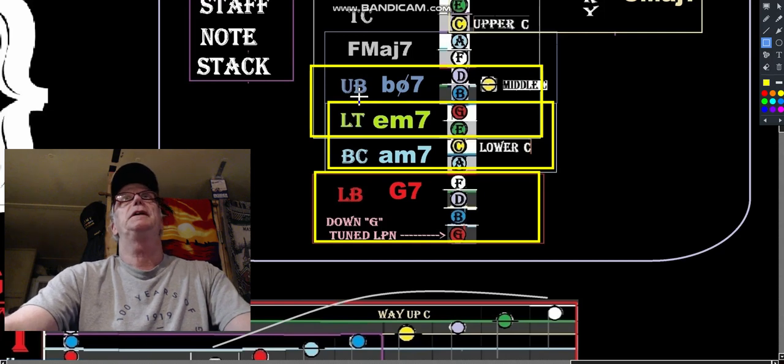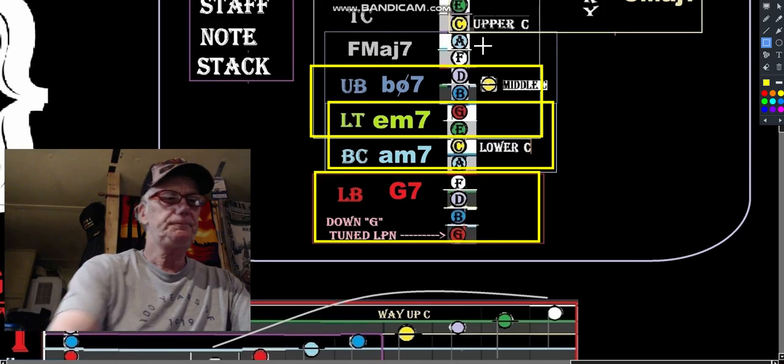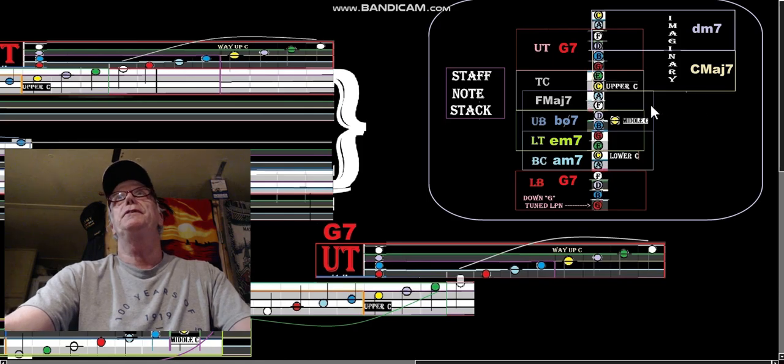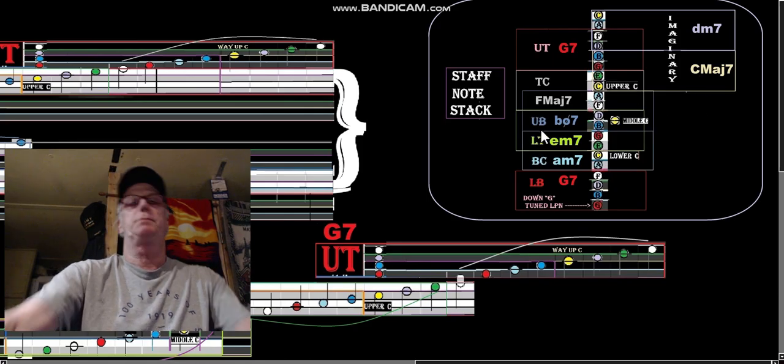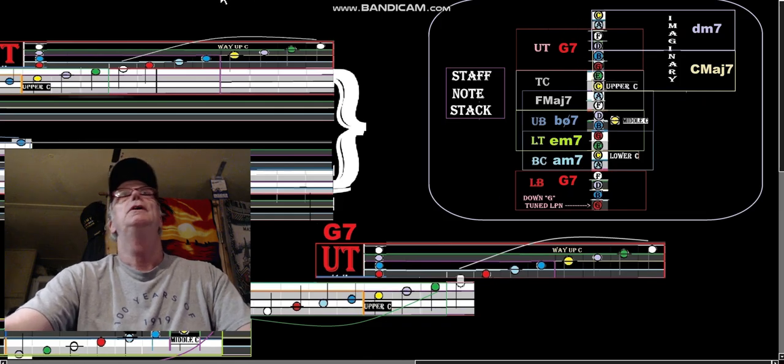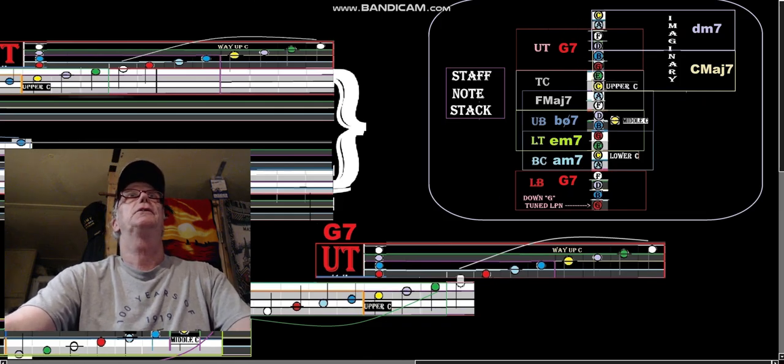lower treble and the upper bass, so it becomes a little confusing there. Okay, so in this particular diagram, I improved this diagram by the way, I broke this up into two. So let's go ahead now.